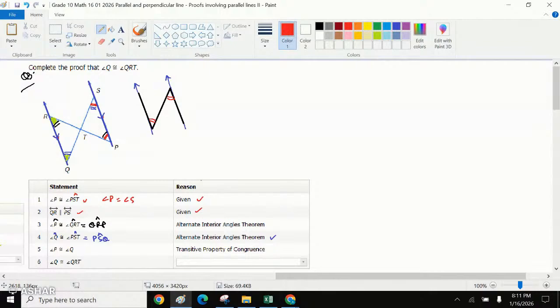Moving to the last, they say angle P is equal to angle Q. And they're saying they are still alternate angles. Oh no, transitive property of congruence. Let's look at the transitive property of congruence. Sorry. Angle P, this angle P is equal to Q.